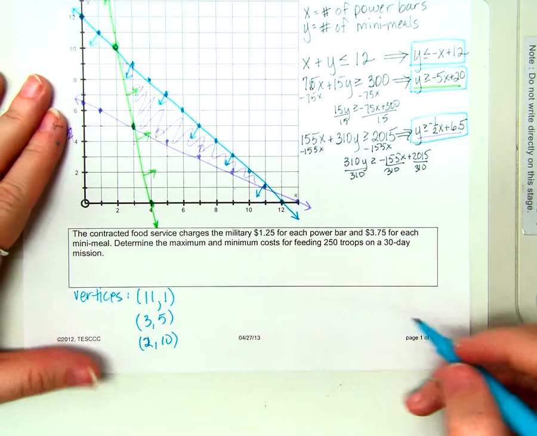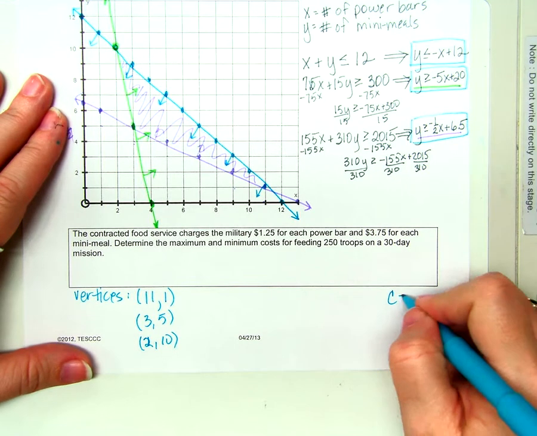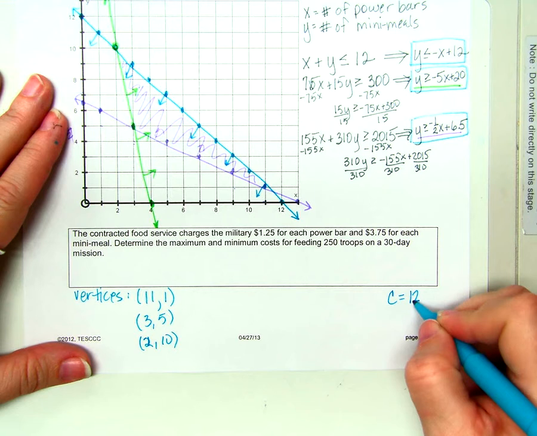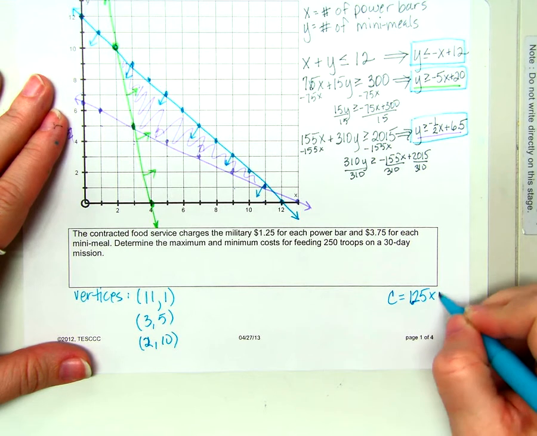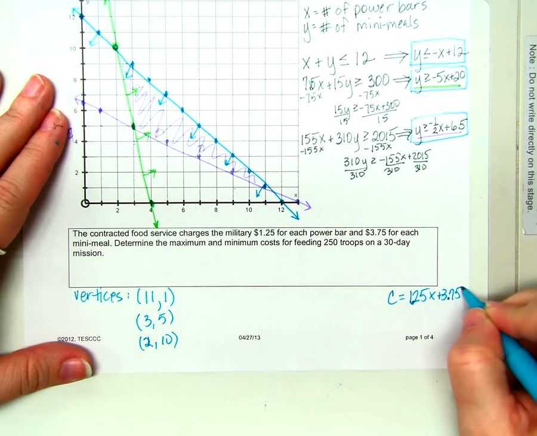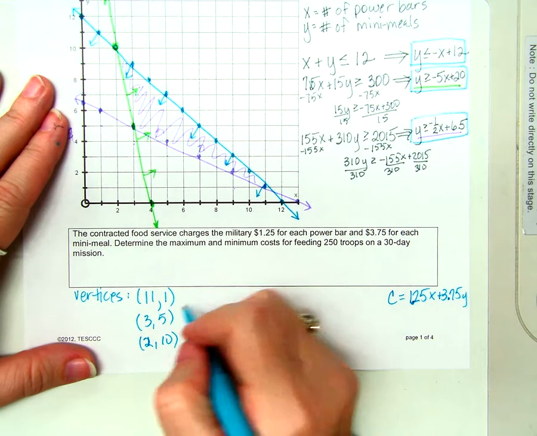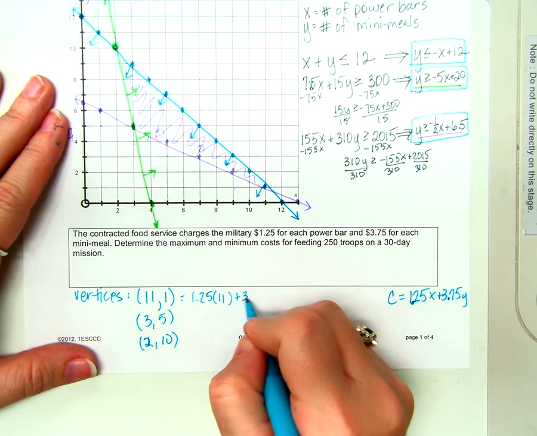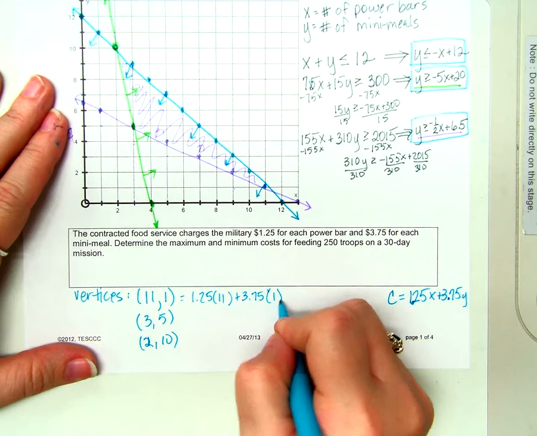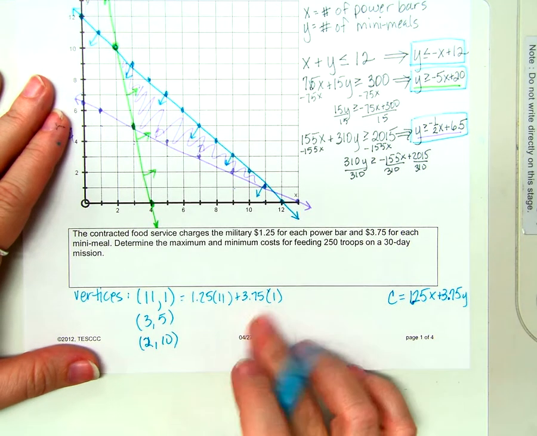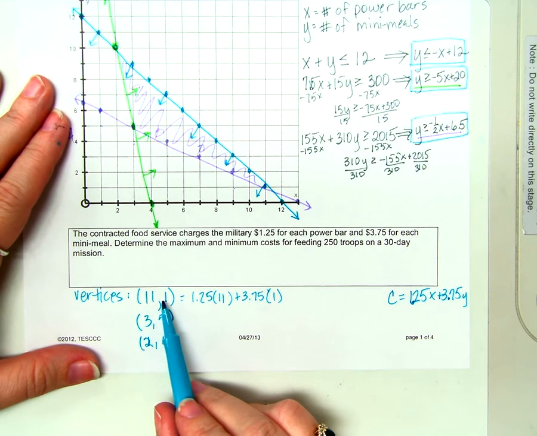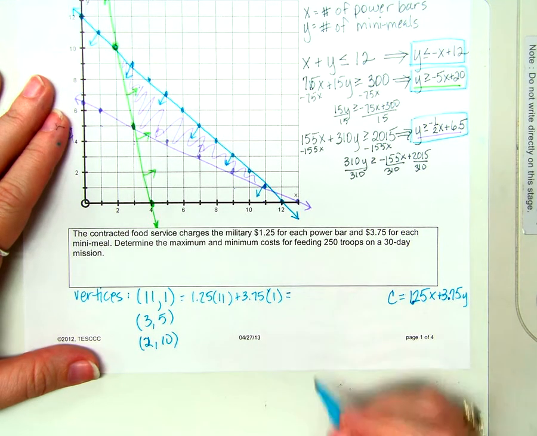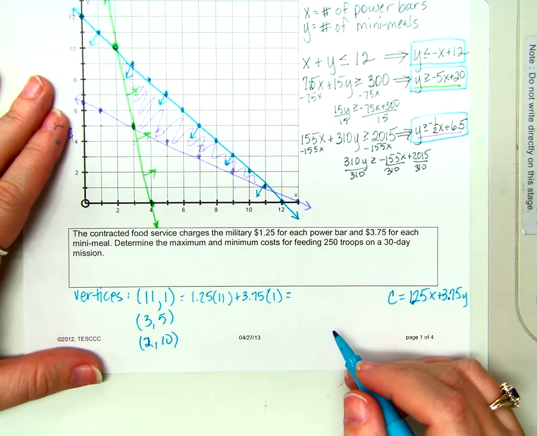So what's my C equals? What's my cost equal? 1.25x plus 3.75y. So I'm going to say 1.25 times 11 plus 3.75 times 1. Everybody see where that came from? This is my x value, this is my y value. I put the x in for x and the y in for y. I do math, math, math, and what do I get?